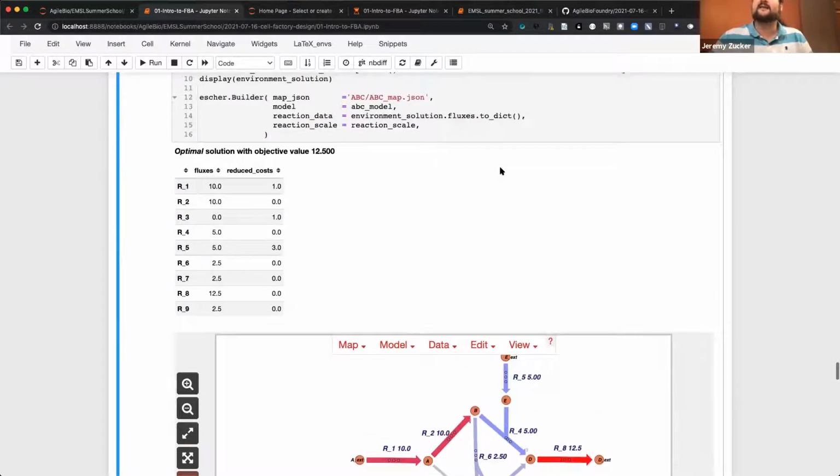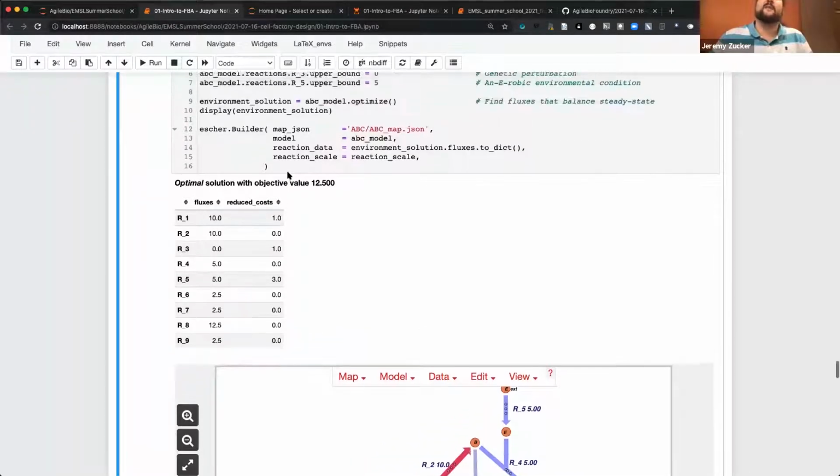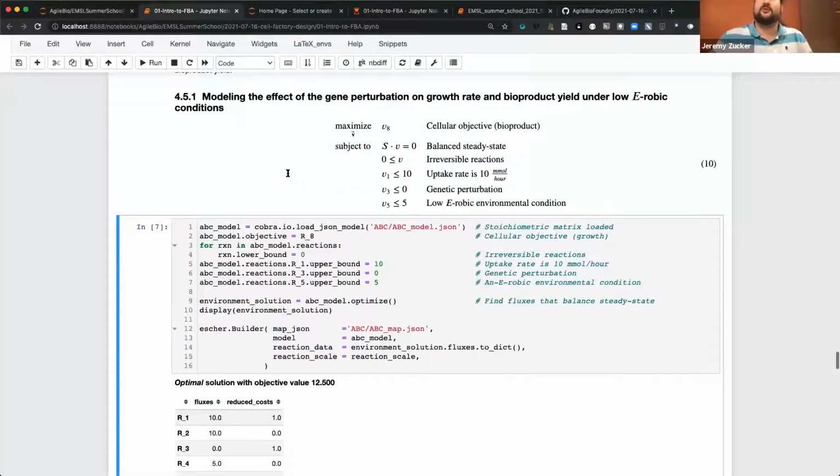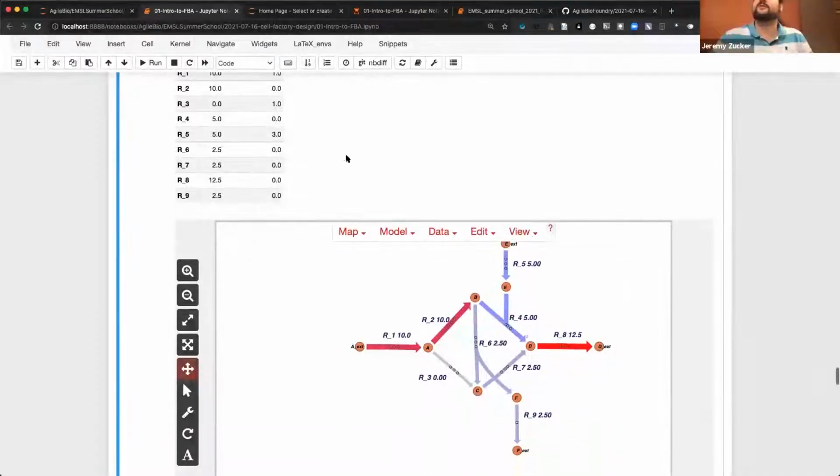Okay, so back to here. Our optimal solution now is 12.5. This is growth rate. So we're producing growth at a rate of 12.5, which was more than under the anaerobic conditions. And we're producing less bioproduct than under anaerobic conditions. We were producing 5 before, now we only have 2.5.